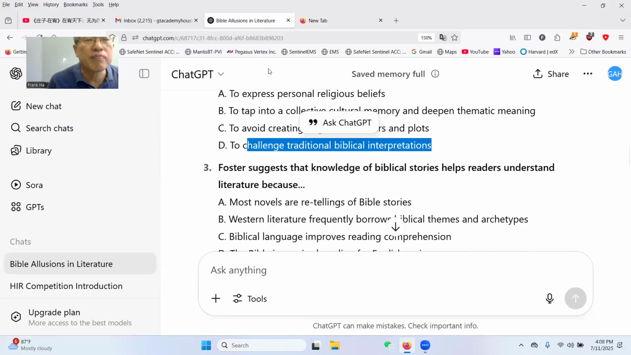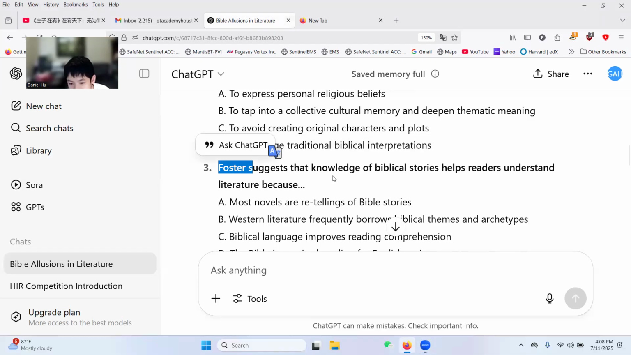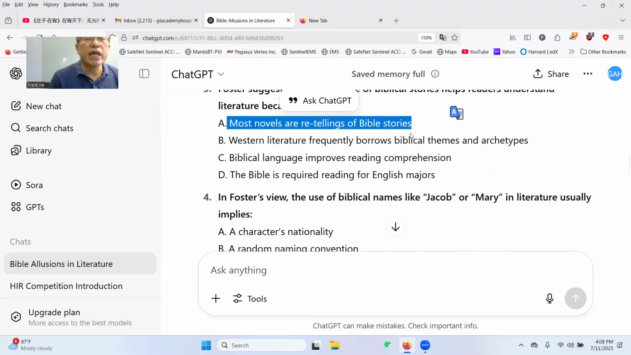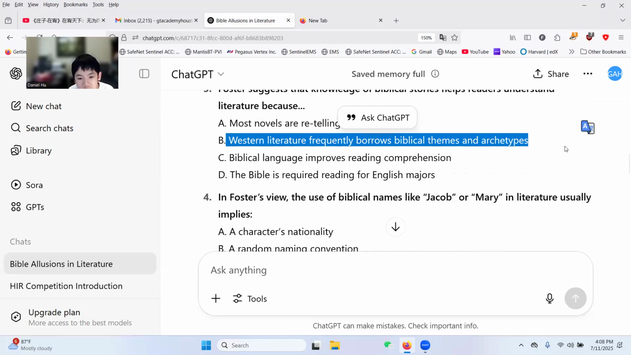Now, whose turn? Daniel, and I think you can get it right too. Go. Foster suggests that knowledge of biblical stories helps readers understand literature because B. Why is A wrong? Of course, A is wrong because they're Western literature. Why is B correct? Because the Bible, like all stories, is connected to each other, and since the Bible is a story, it connects. Correct. Good job.